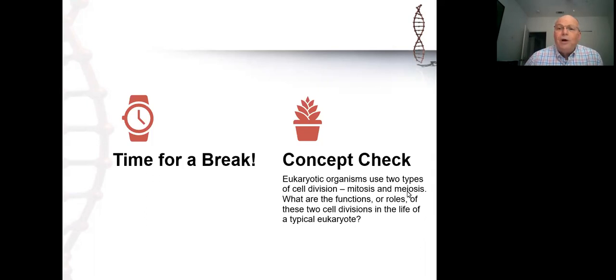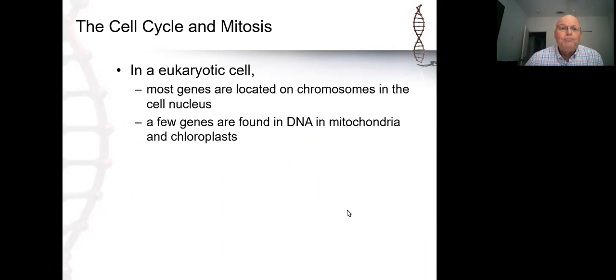Okay, so let's move on and start talking about mitosis, because that's the topic of this next section. The first thing to remember is that for a eukaryote, the genetic material is the DNA, and that DNA is in the form of linear chromosomes bundled up inside the cell nucleus.